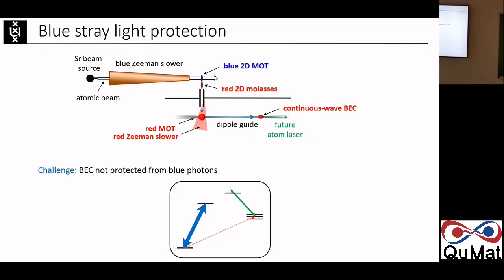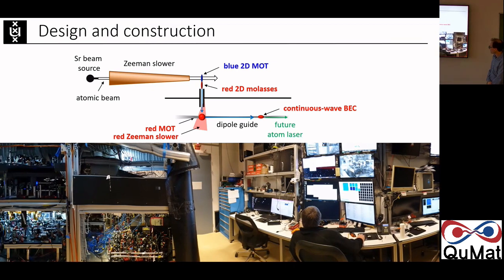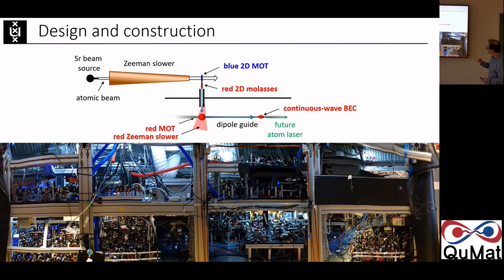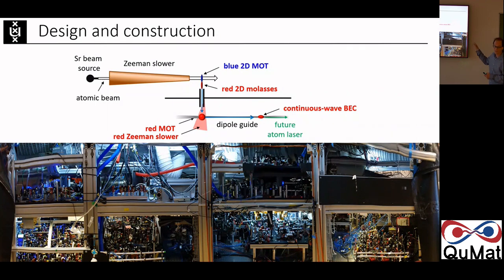The start is the same as I explained before: oven, Zeeman slower, MOT. But then we guide the atoms into a second part of the vacuum chamber where we have very little stray light from this blue transition, and where we can safely make a BEC. So we built a new machine. Started in 2015. We started building, and in 2019 we had the BEC. Often the Zeeman slower is hidden behind here. Here is the blue MOT chamber, sending the atoms downwards, and here is the red MOT.